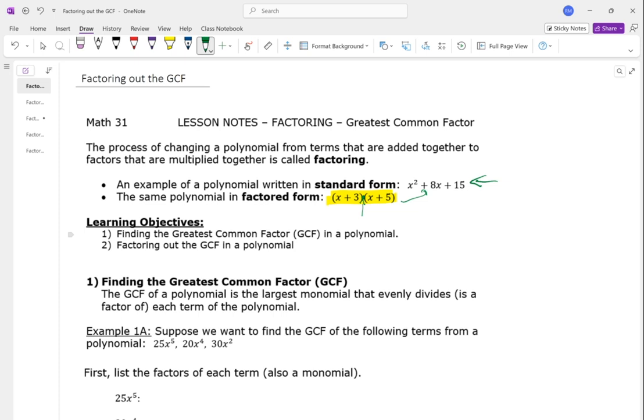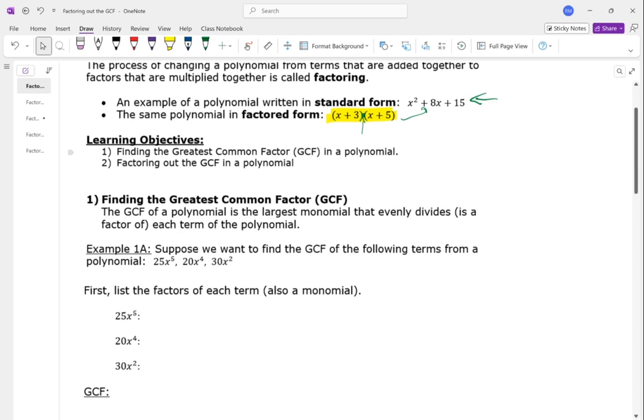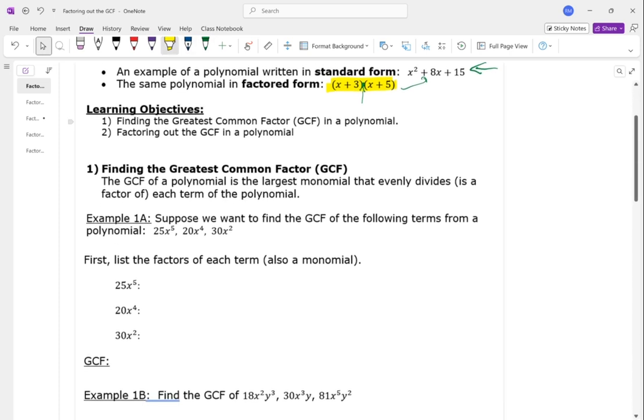So if we want to find the greatest common factor of these terms, it's the largest monomial, so the largest single term that evenly divides each term of the polynomial. So it evenly divides. In other words, there's nothing left in the denominator, really. That would be a variable.